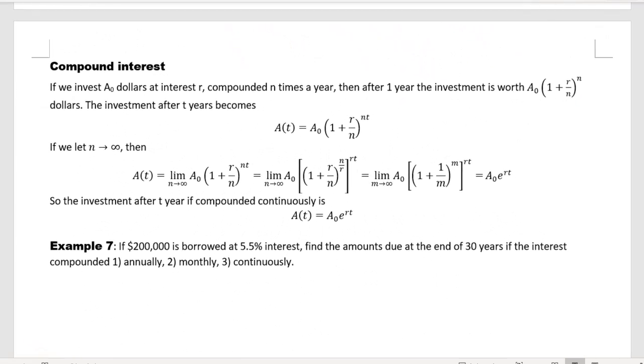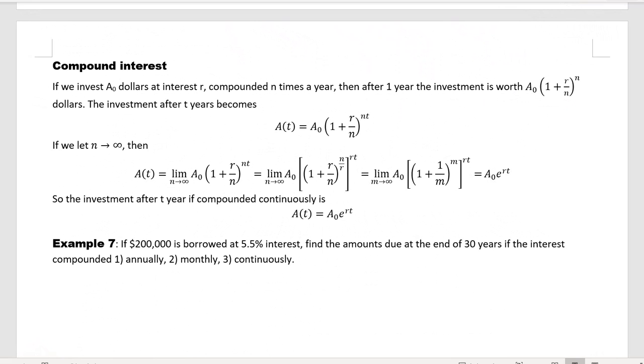Last application, compound interest. If we invest A0 dollars at interest rate r, compounded n times a year, then after 1 year the investment is worth A0 times (1 plus r over n) to the n power dollars. After t years we just keep multiplying more copies of it, which is why the power is nt. And r is the annual interest rate.